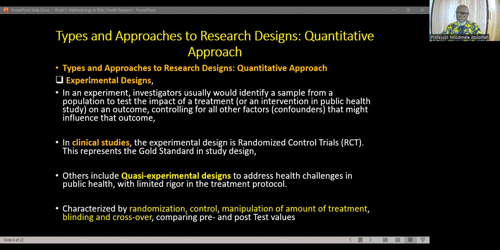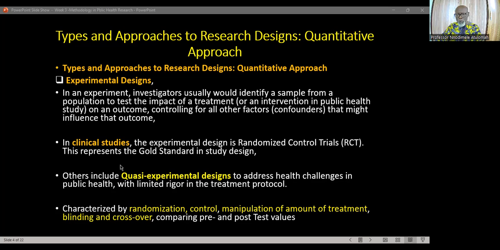Okay, so in the approach of quantitative, we have experimental design. We also have quasi-experimental design. So when we talk about experimental design in our domain, public health system, in the health system, the best and the highest quality of research is done with the experimental. There's a reason for that. And the clinical study is the experimental design that provides us with the highest quality of research, which we call the randomized controlled trial, RCT.